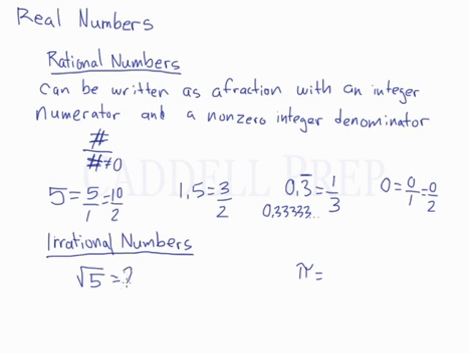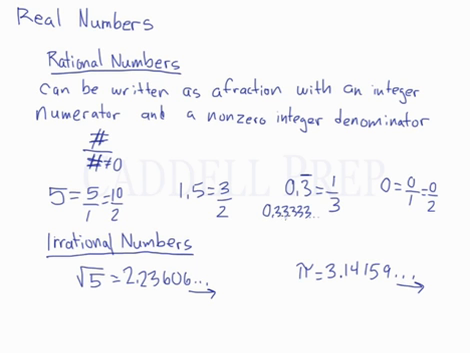Okay, the square root of 5 is 2.23606, and that decimal keeps on going. Pi is 3.14159, and that goes on forever. So because these decimals go on forever and they do not repeat, these are irrational numbers.